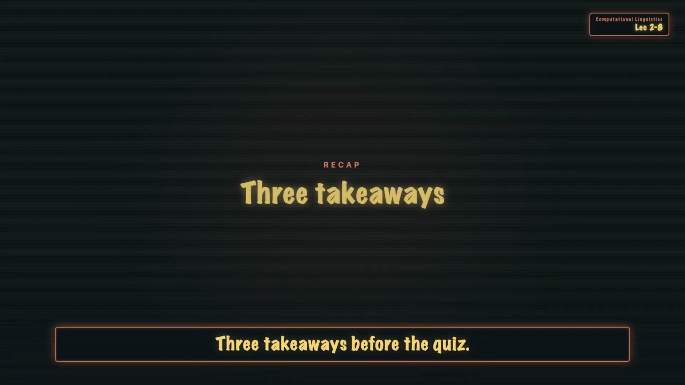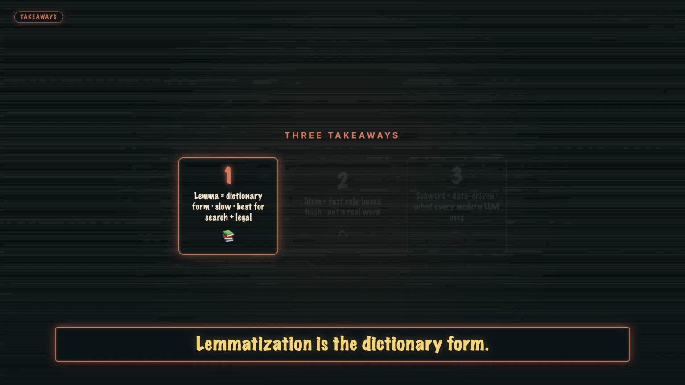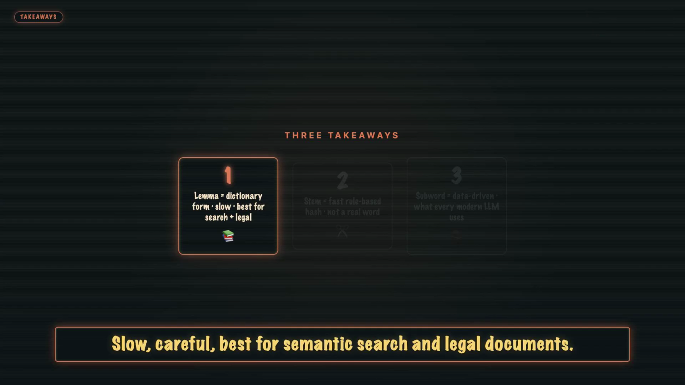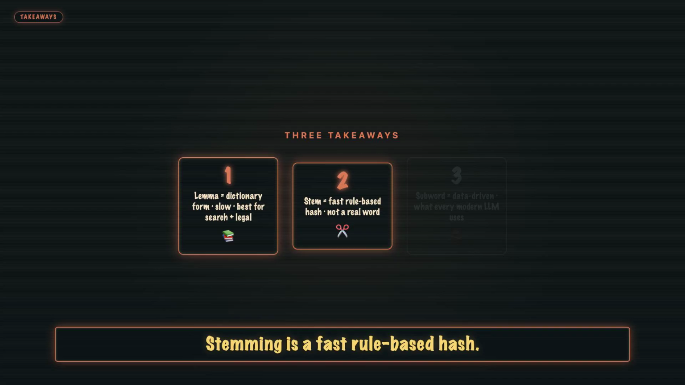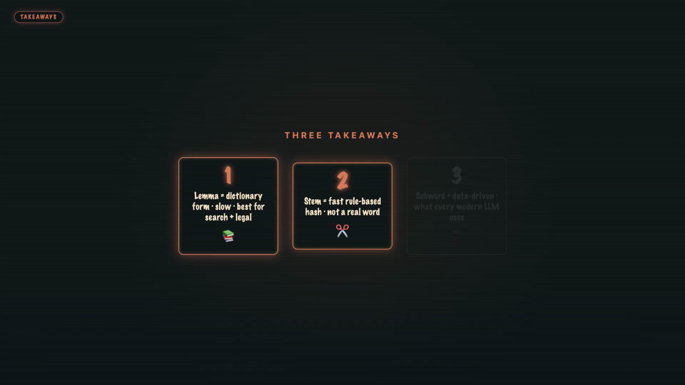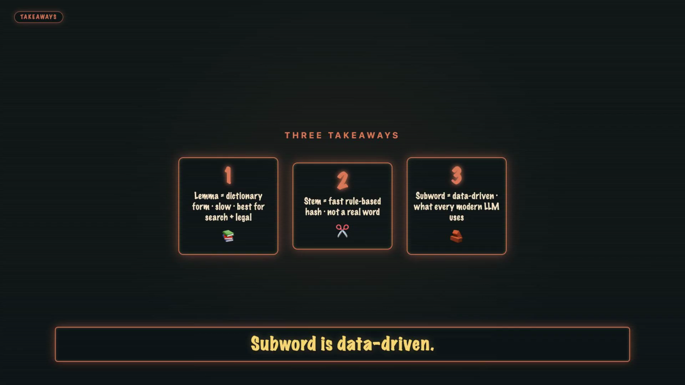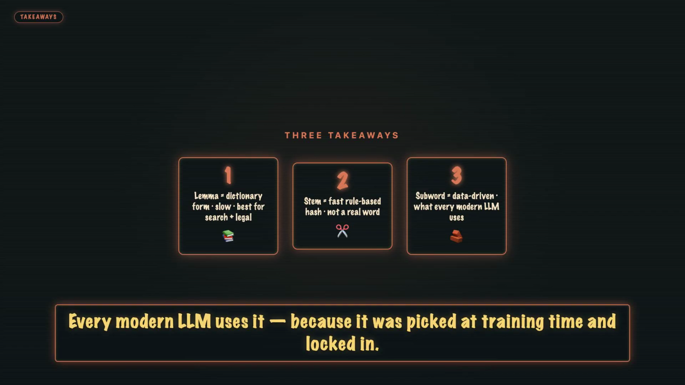3 takeaways before the quiz. 1. Lemmatization is the dictionary form. Slow, careful, best for semantic search and legal documents. 2. Stemming is a fast rule-based hash, not a real word. Great for bulk classification, bad for anything that needs precision. 3. Subword is data-driven. It doesn't care about linguistics. Every modern LLM uses it because it was picked at training time and locked in.